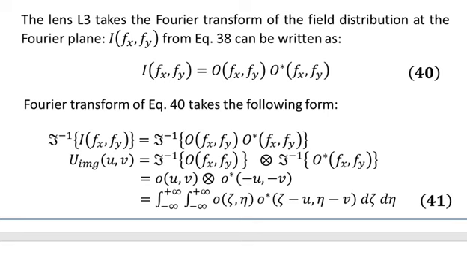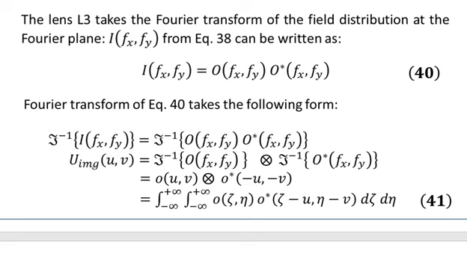But look very carefully at equation number 41. The integral in the last step of equation number 41 represents the autocorrelation integral. So this is the autocorrelation between the object O and its complex conjugate, which is referred to as the autocorrelation. So actually the integral in the last step of equation 41 is the autocorrelation.